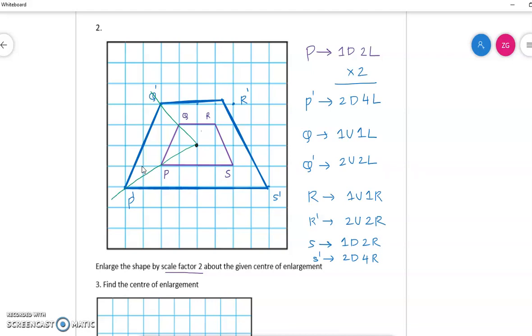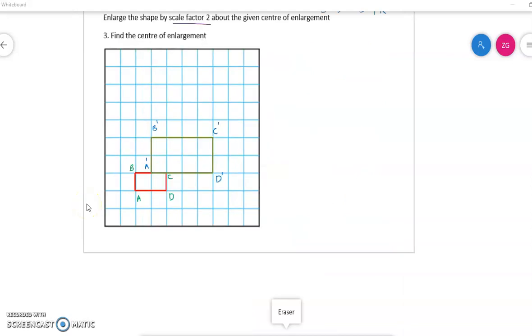Now let's come to the last example where you need to find the center of enlargement and the pre-image and the image is given to us. Now to find the center of enlargement, what we'll do is we'll join the corresponding points like B and B dash. When you join and extend it, A and A dash, when you join and extend it, the point of intersection will be your center of enlargement.